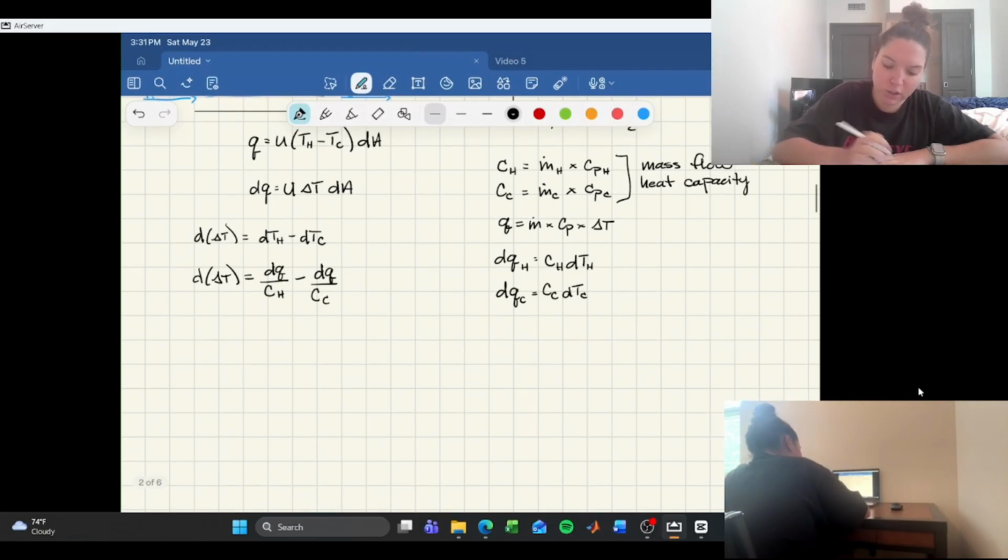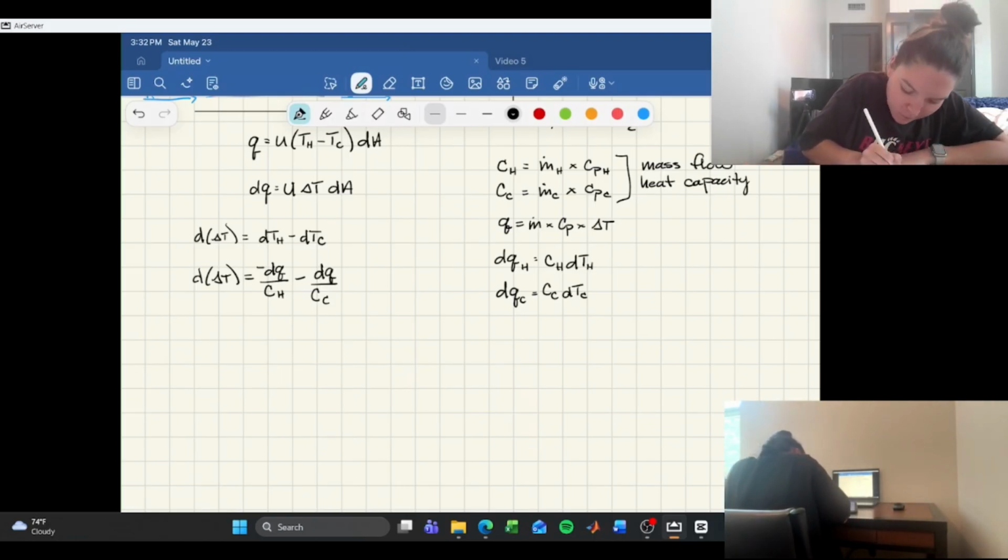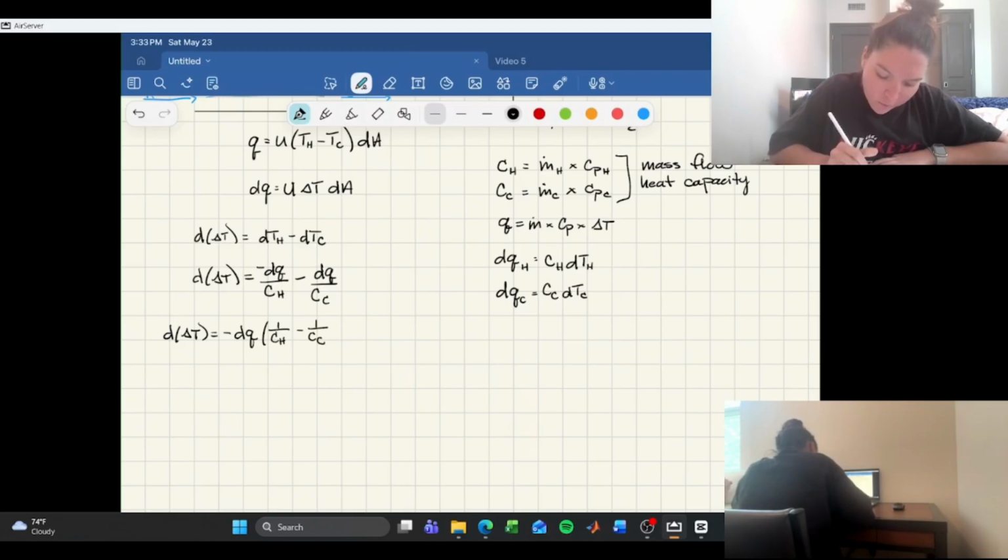And then I'm going to make this first term a negative because the temperature decreases as we go through the pipe. So then to simplify, we're going to get that the change in temperature is going to be equal to the negative change in heat flow times 1 over the mass flow heat capacity of the hot stream minus 1 over the mass flow heat capacity of the cold stream.